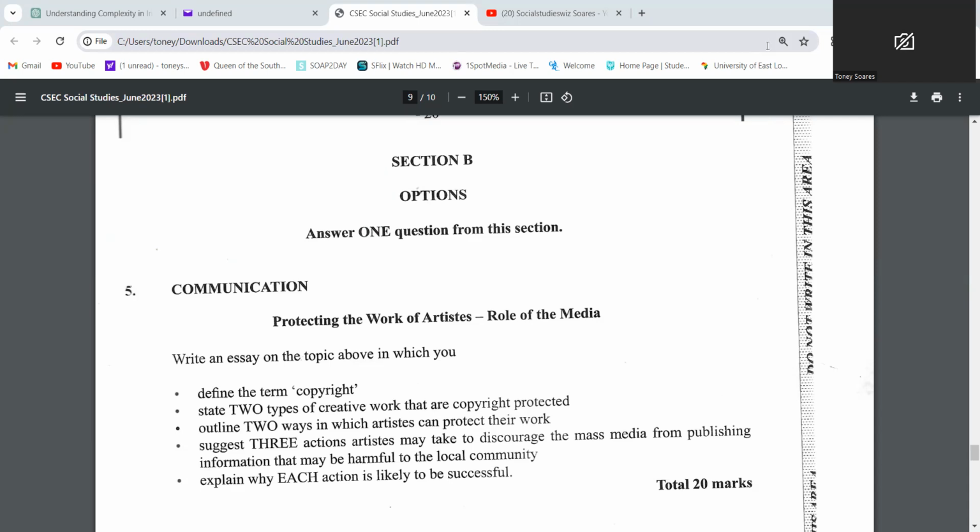In this section, you will have a choice to choose either communications, consumer affairs, and tourism.